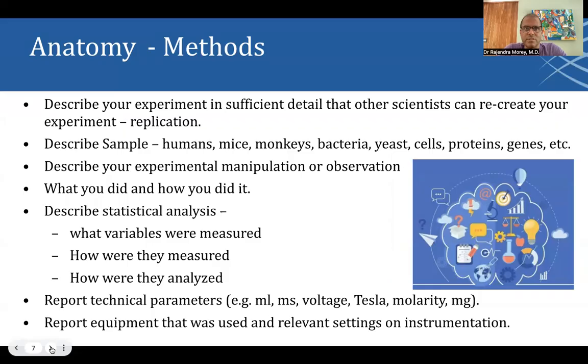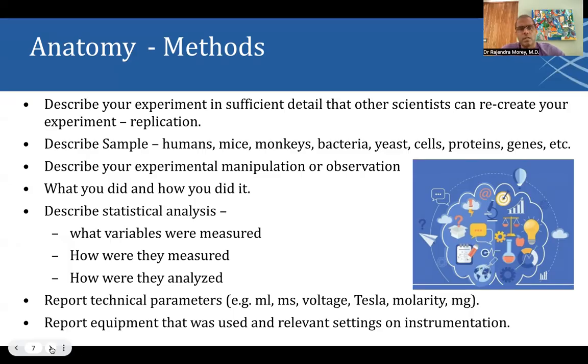Next is the methods section. It describes your experiment in enough detail that other scientists can recreate your experiment. It describes your sample. That could be humans, mice, monkeys. It could be yeast or cells or proteins or genes. It describes the manipulation, what variable or condition you're manipulating or what you're observing. And basically explains what you did, and how you did it.